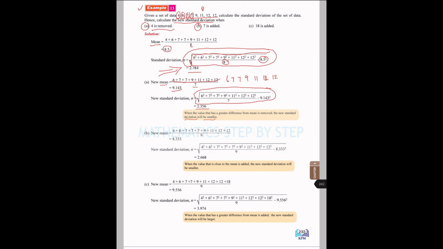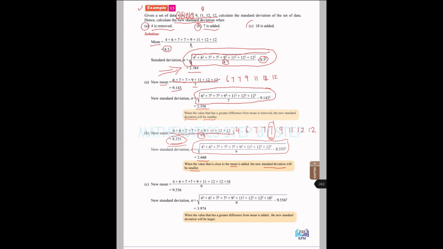Then B, calculate the new standard deviation when 7 is added. So when 7 is added, now the set of data becomes 4, 6, 7, 7, 7, 9, 11, 12, 12, okay? So again, we'll add them up. Then now we'll divide by 9 because we have added a 7 here. There are 9 of them in this set. So the mean is 8.333. Again, we'll apply the formula for standard deviation, and we found the standard deviation equals to 2.668, okay? So we can see that the value 7 is close to the mean 8.333. So that's why the new standard deviation is smaller, okay?